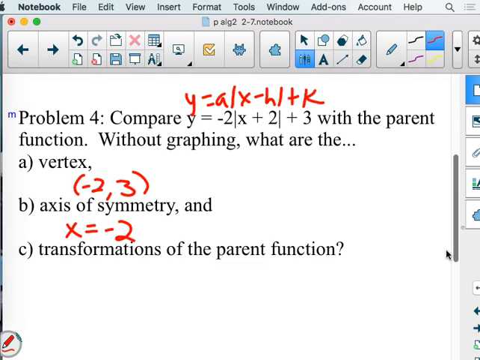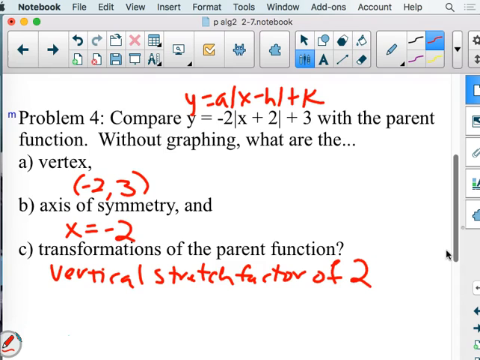And then transformations of the parent function. Okay, well, there's a lot of them. But we go left to right. So I've got my little negative here, and I've got the 2, and I can do either one of those first. I think I'm going to do a vertical stretch factor of 2. Then I have to think, well, what was the negative for? Why is that out there? It reflects it over the x-axis. So reflect over the x-axis.